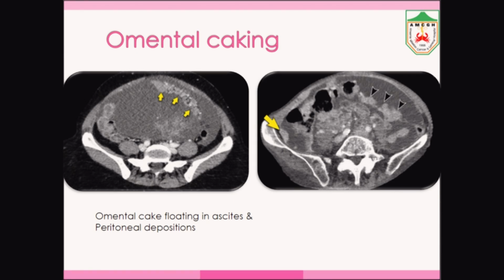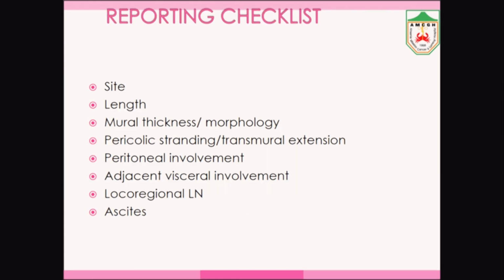Omental caking may be present as a distant metastasis, and peritoneal nodules may be seen. So our reporting checklist should include the site, length, mural thickness or morphology, pericolonic fat stranding or transmural extension, peritoneal involvement, adjacent visceral involvement, locoregional lymph node, and ascites.